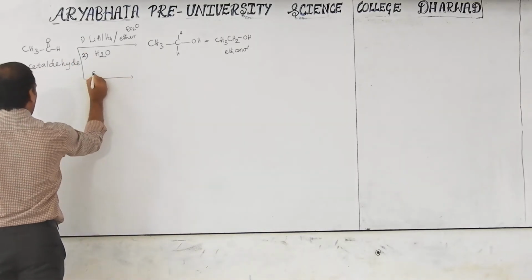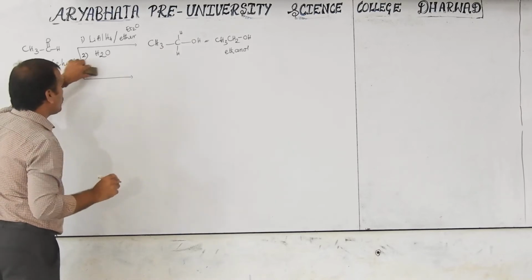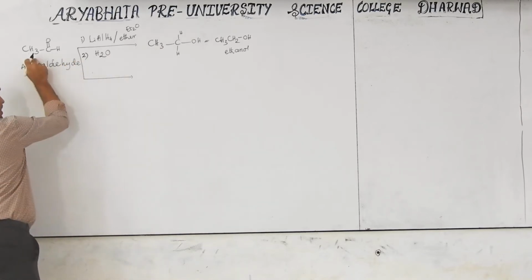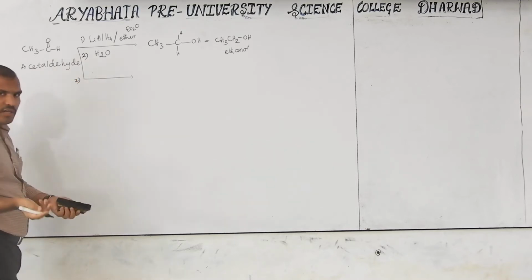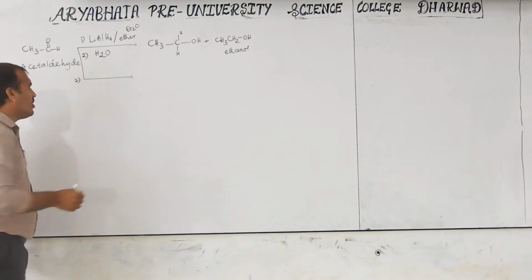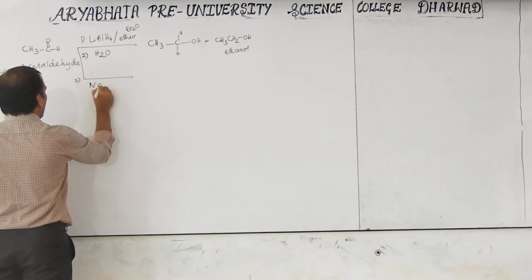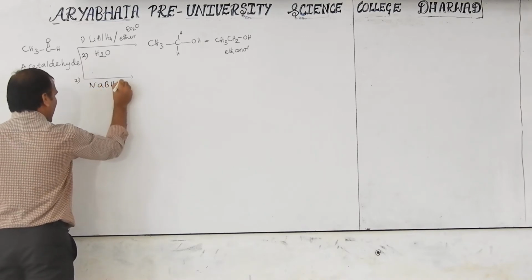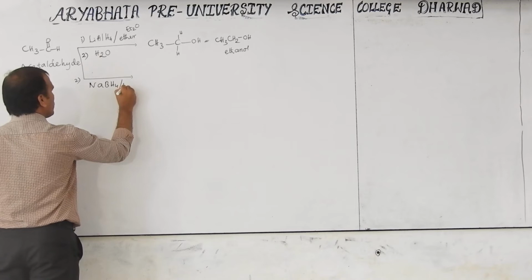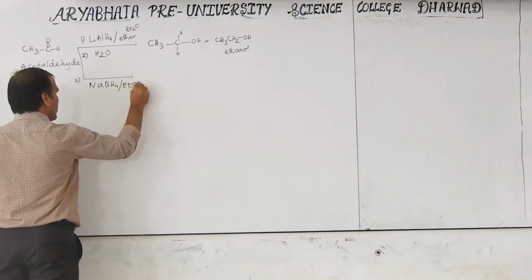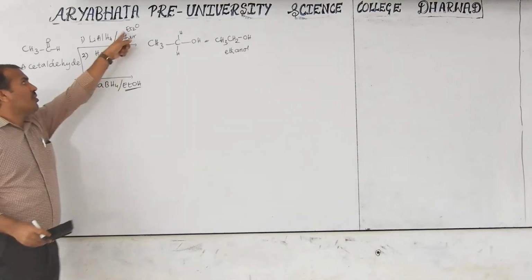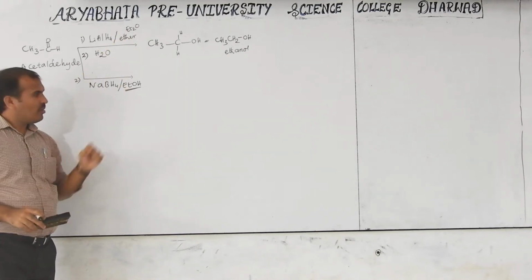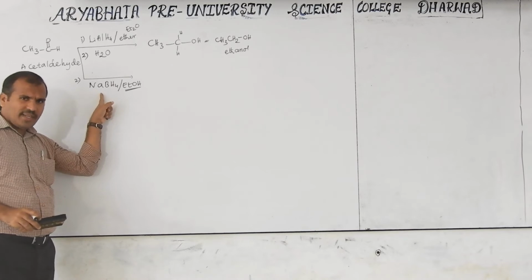If you use NaBH4, what is that? Sodium borohydride. The reactant is the same, but if you use a different reagent, the product may change or stay the same. NaBH4 is sodium borohydride. In this case, you can use ethanol, EtOH. This is a polar solvent. Here it is not used, here it is used, because this is less reactive.